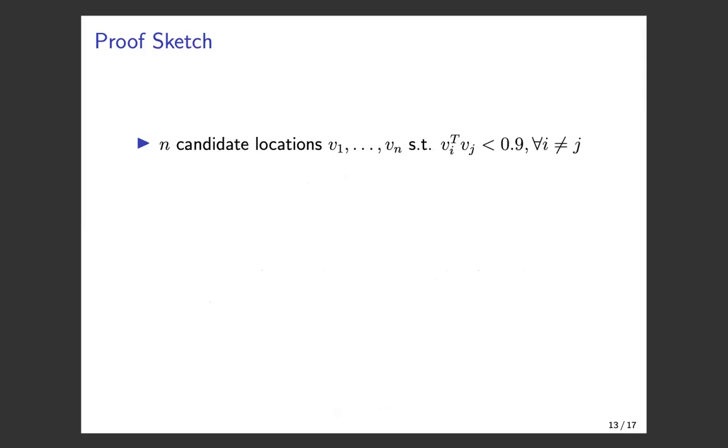Okay, and so in particular, we'll just define basically n candidate locations on the unit sphere, so v1 through vn, and these will be basically such that the inner product between any pair of these is somewhat small, less than 0.9. Okay, and such a set of locations exists when d is like log 1/epsilon, or logarithmic in n in this case.